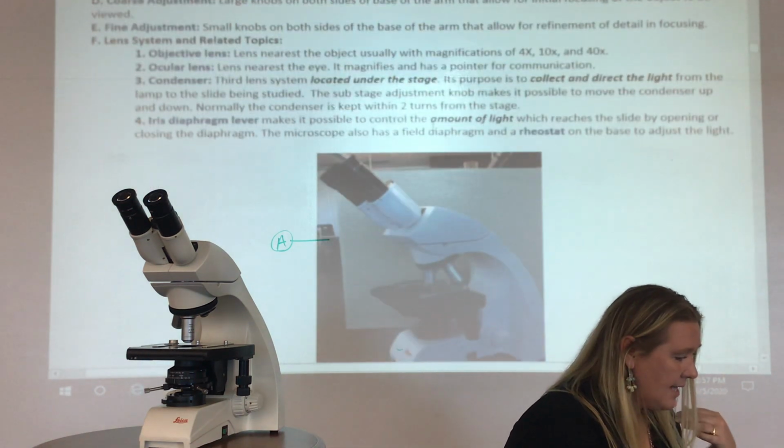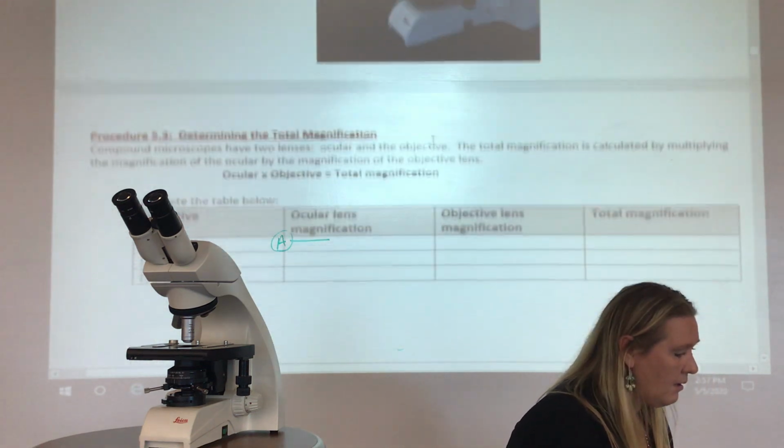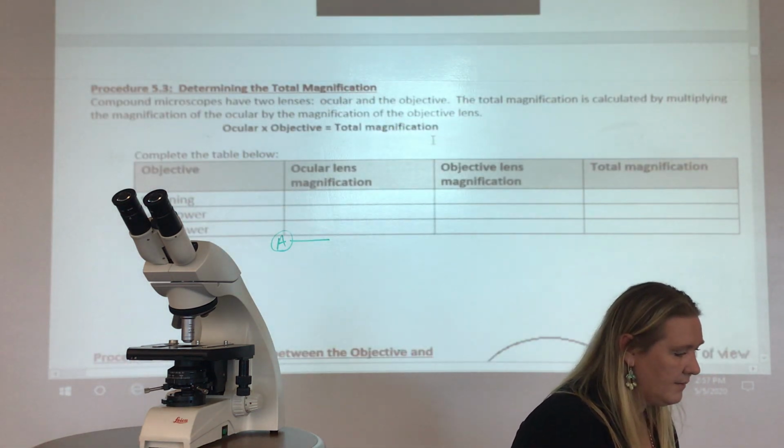All right, so I'm going to erase that, and we're going to go and talk about magnification.